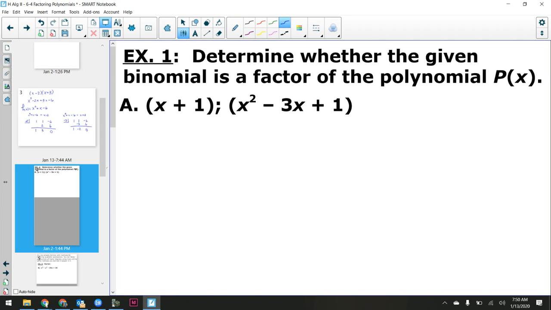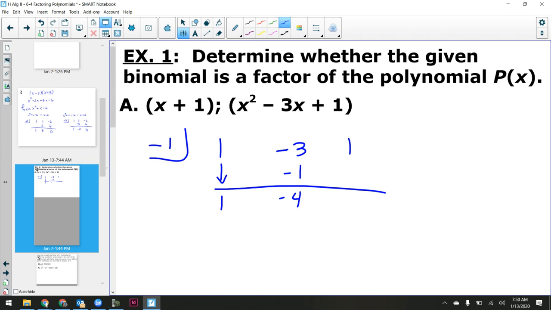So what goes in the box? -1 goes in the box. We got a 1, a -3, and a +1. So we bring down the 1. 1 times -1 is a -1. We got -4, +4. Uh-oh. Is x plus 1 a factor? No, x plus 1 is not a factor. This is not 0. So this is not a factor. Okay? That make sense? So it's an easy check to see if something is a factor or not.